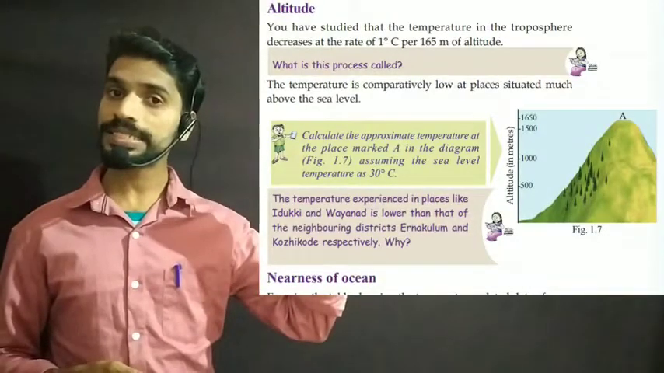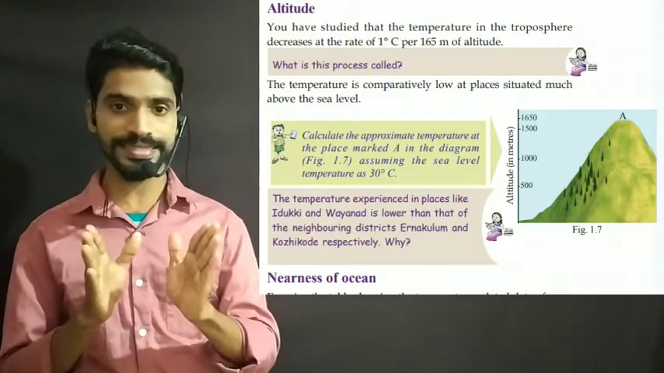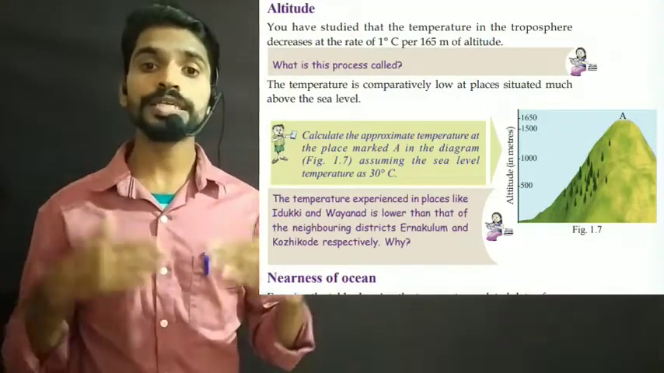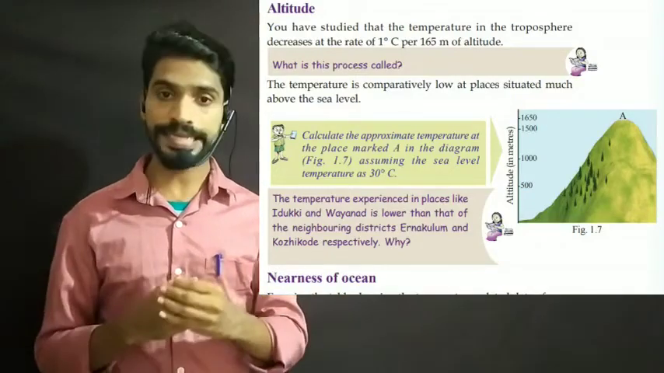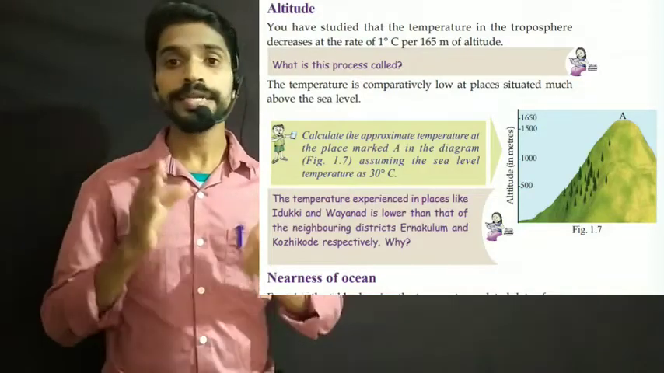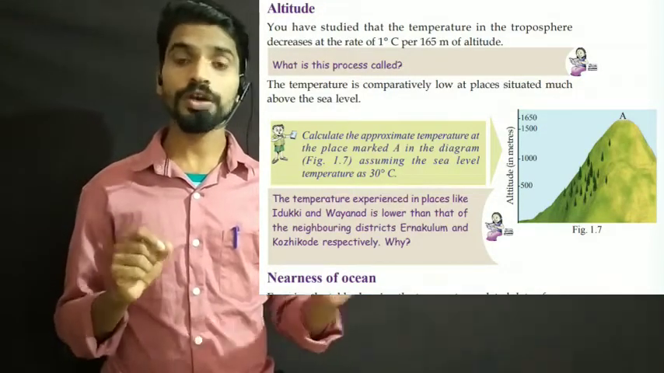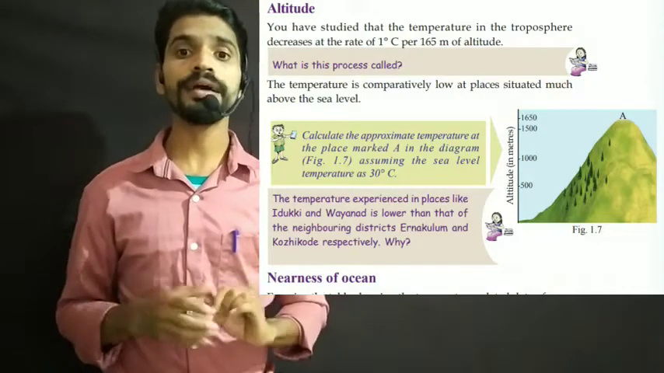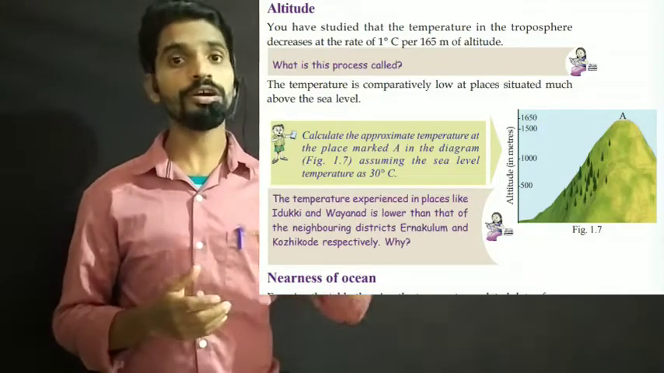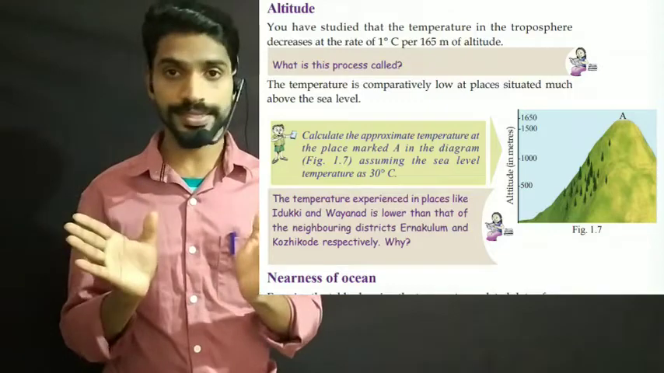The second factor influencing the temperature is altitude. When altitude increases, the atmospheric temperature decreases. Altitude means height. The temperature is comparatively low at places situated much above sea level. Students, you have already studied in previous classes that temperature in the troposphere decreases at the rate of 1 degree Celsius for every 165 meters of altitude. Here we can understand that when the altitude increases, the temperature decreases.